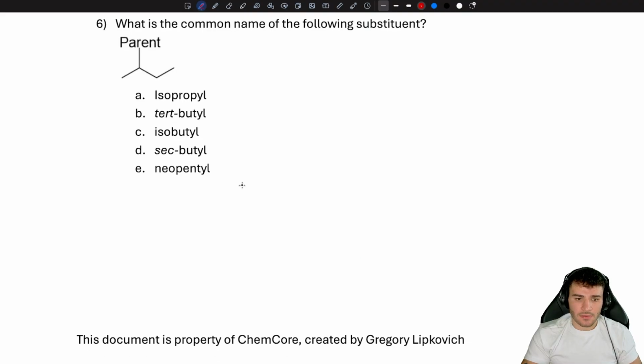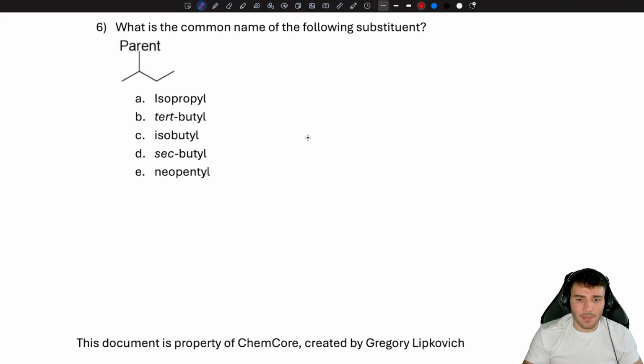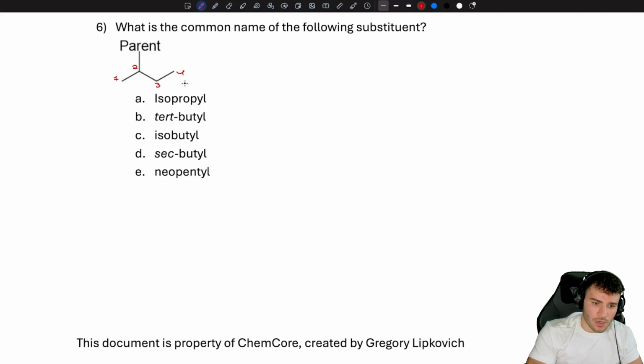Question 6. What is the common name of the following substituent? Notice that this is our parent chain. It's the same way as saying one of these squiggly lines that I did before. We have 4 carbons, 1, 2, 3, 4. So I know that one of our answer choices has to be with butyl, something with butyl.